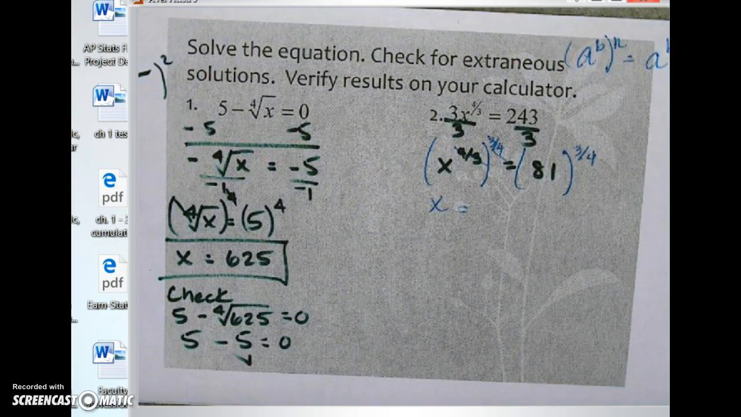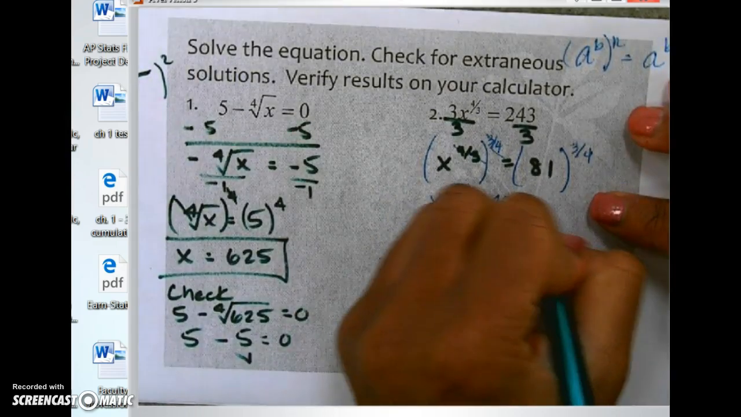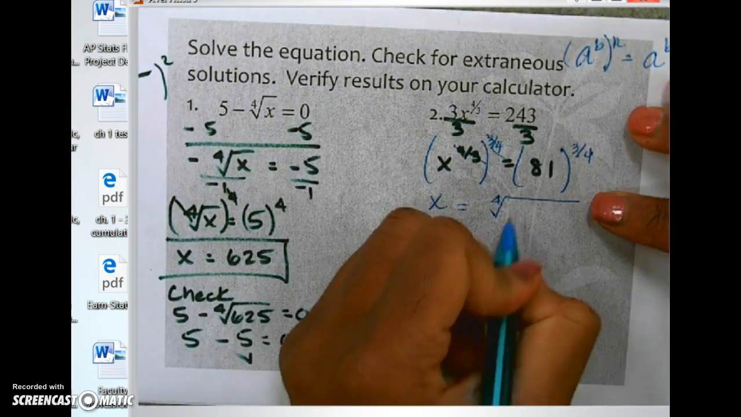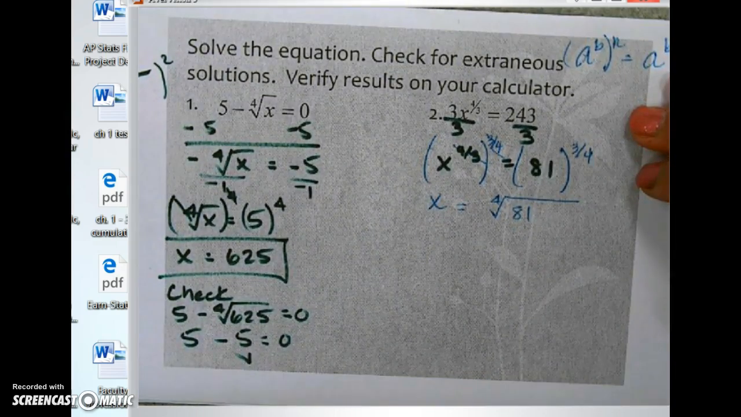81 raised to the 3/4 power. This is like saying the fourth root of 81 to the third power. Kind of a mess and not super duper helpful.